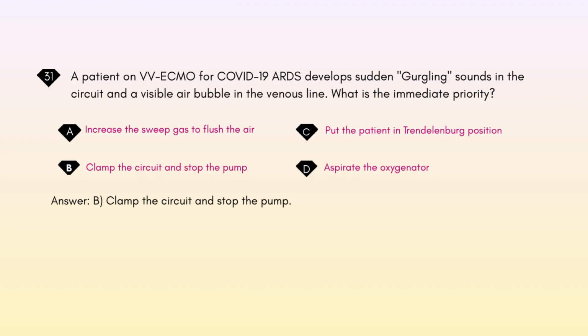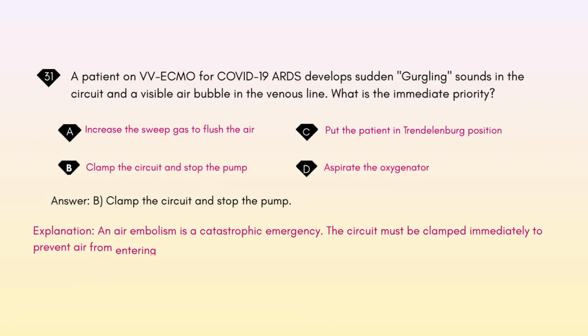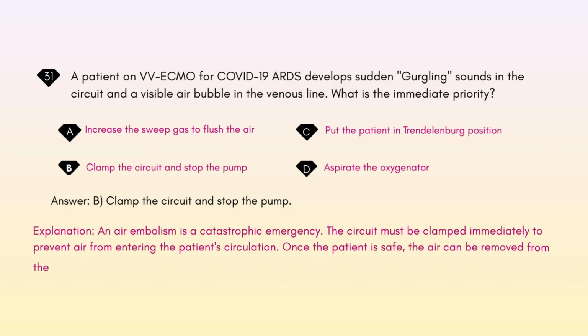Clamp the circuit and stop the pump. Explanation: an air embolism is a catastrophic emergency. The circuit must be clamped immediately to prevent air from entering the patient's circulation. Once the patient is safe, the air can be removed from the circuit by a specialist.